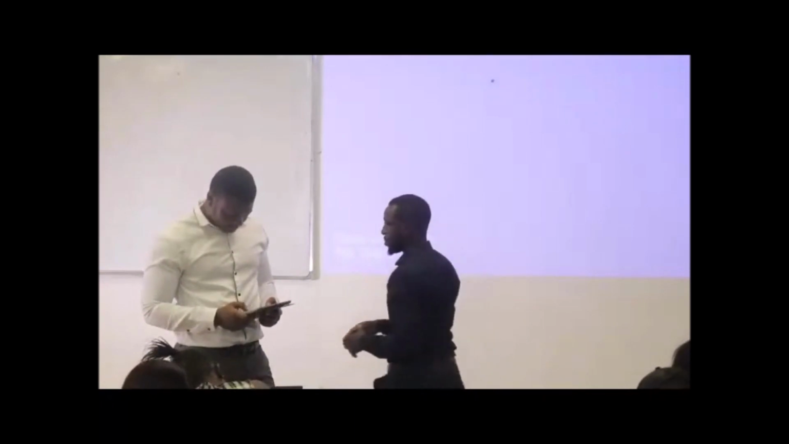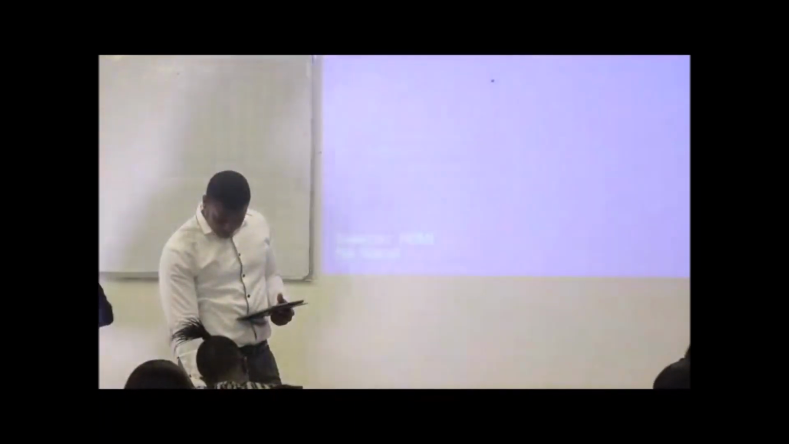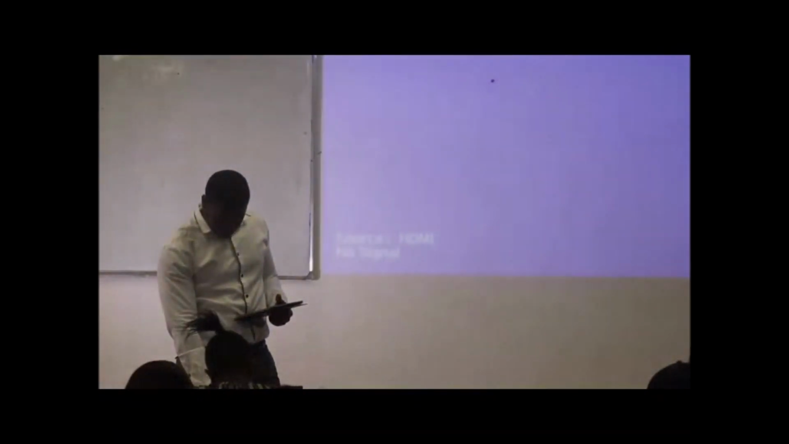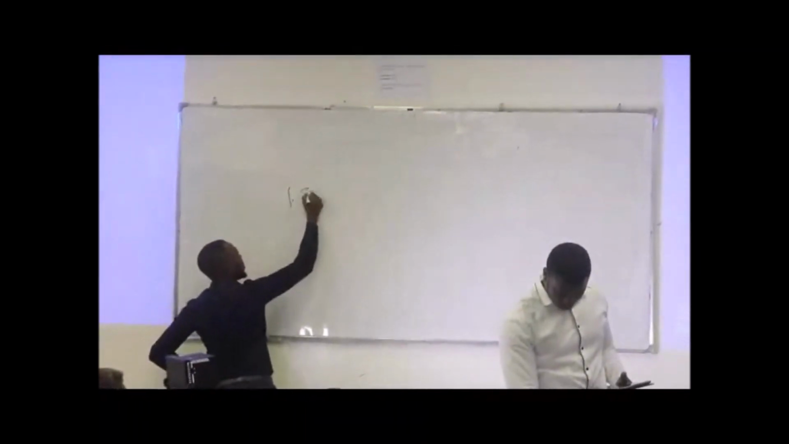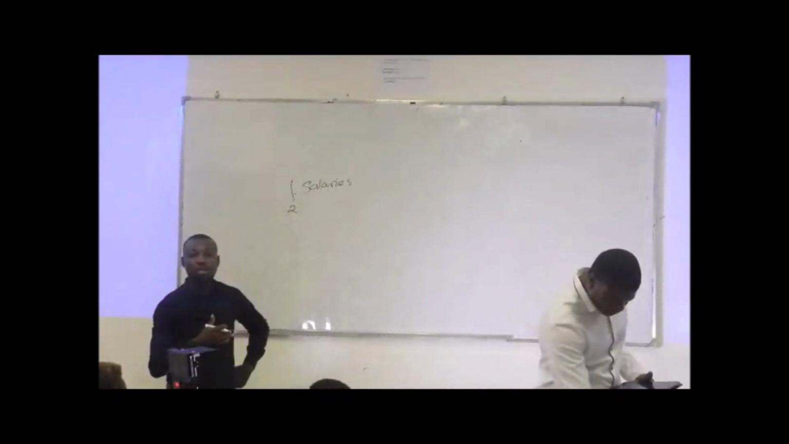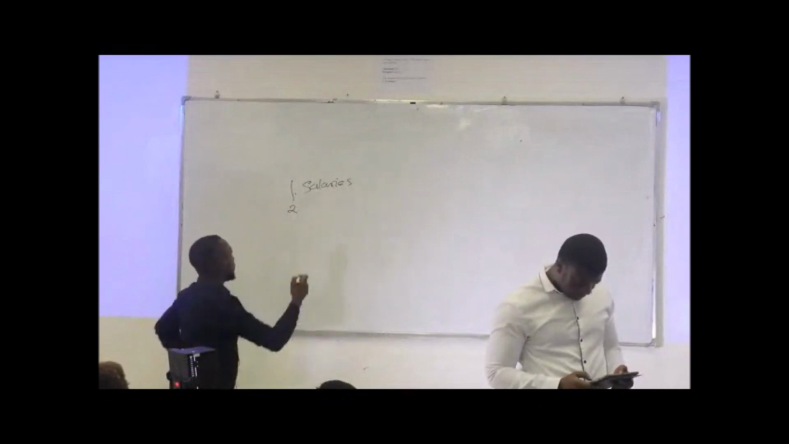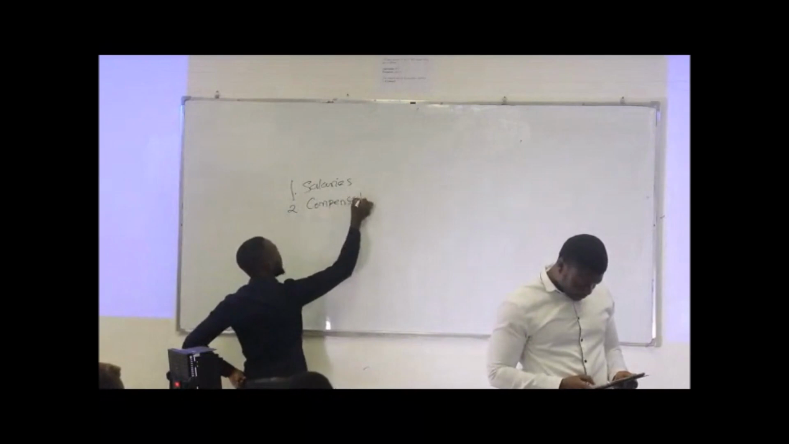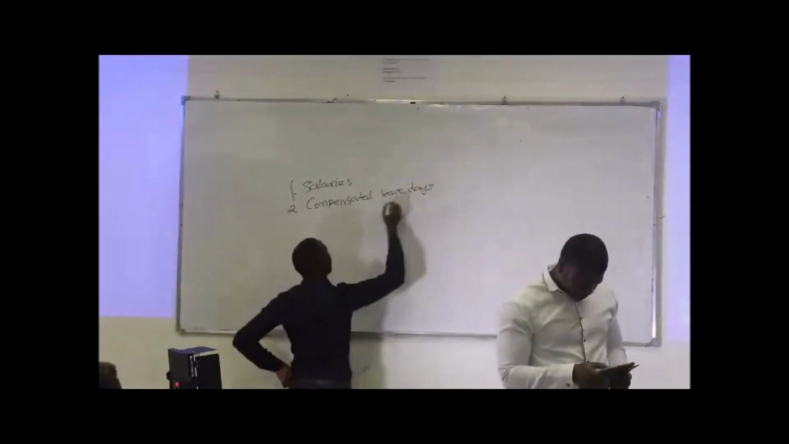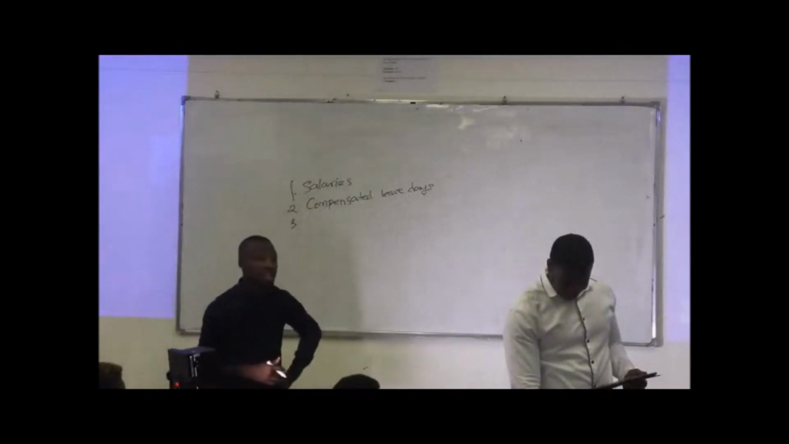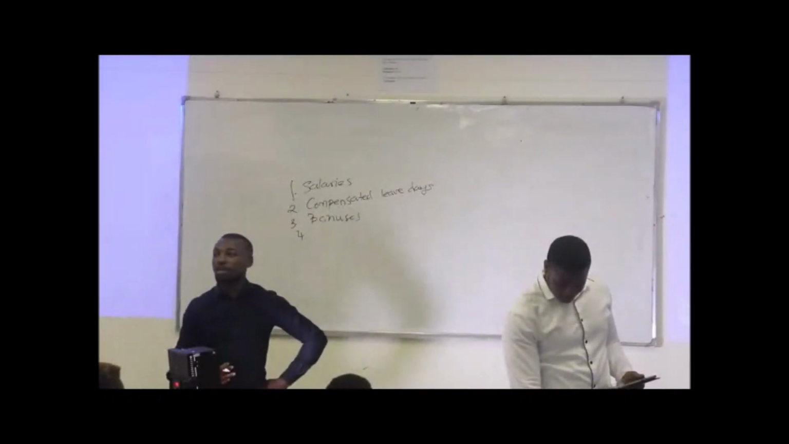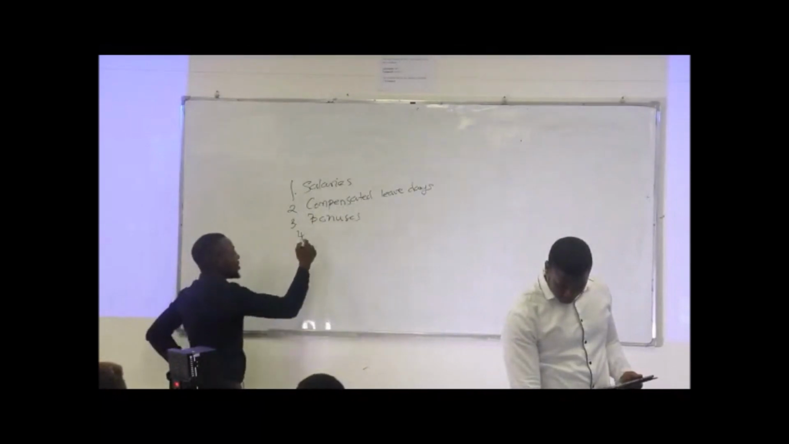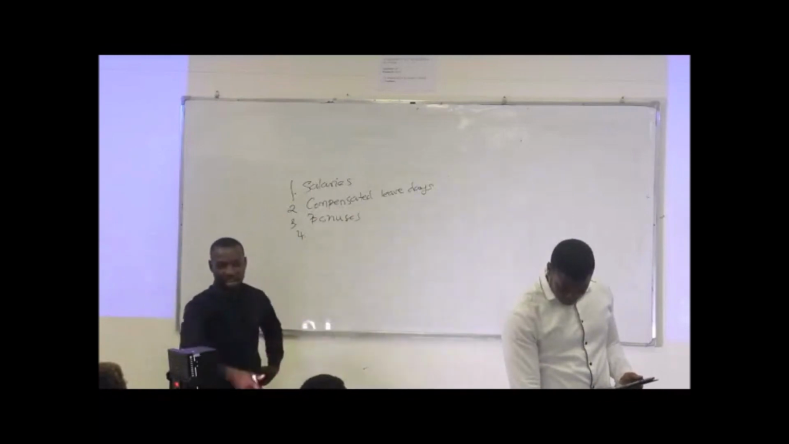So let's pick some examples of short-term employee benefits. What do we have on short-term? Your salary. So your salary is there. What else? You've got compensated leave days. What else do we have? Bonuses. Anything else? Yes, you've got other forms of benefits such as your overtime, and so on.